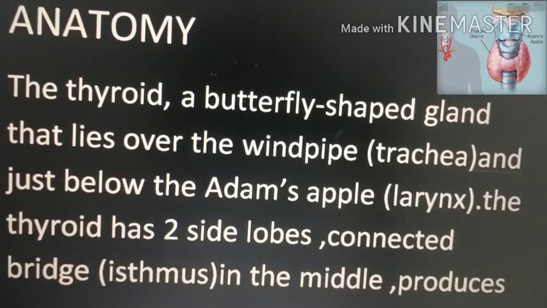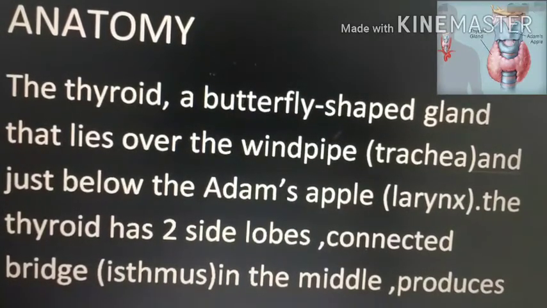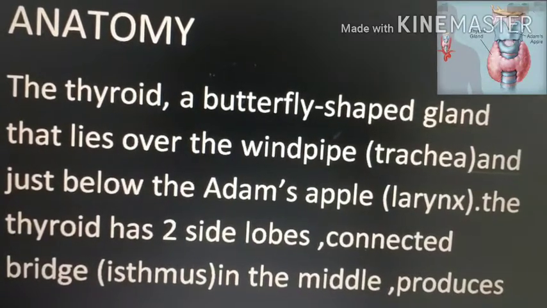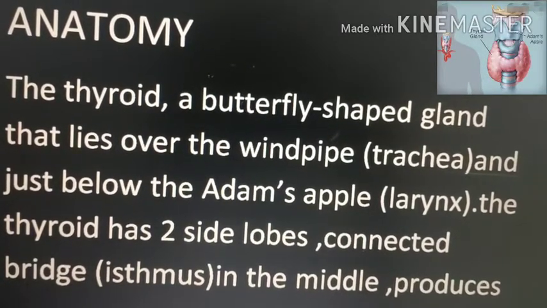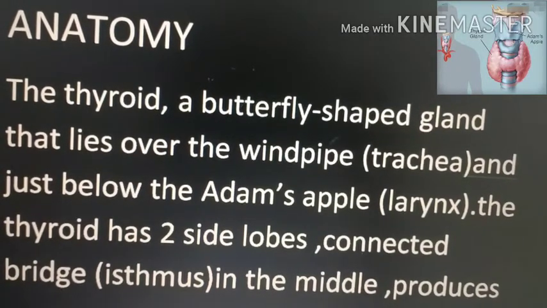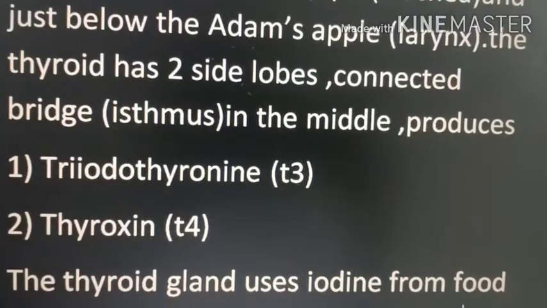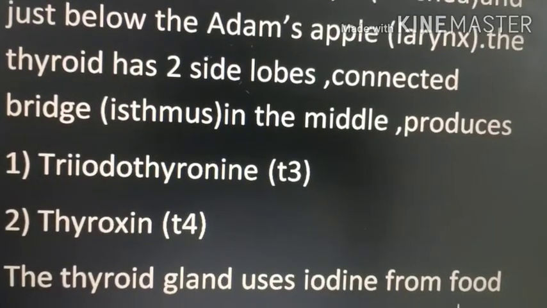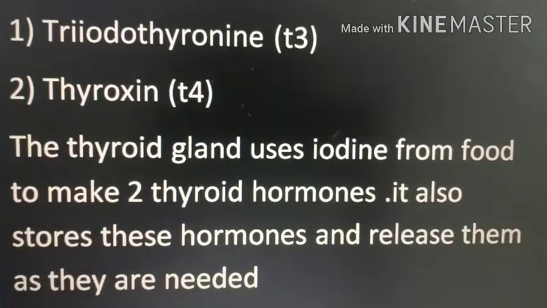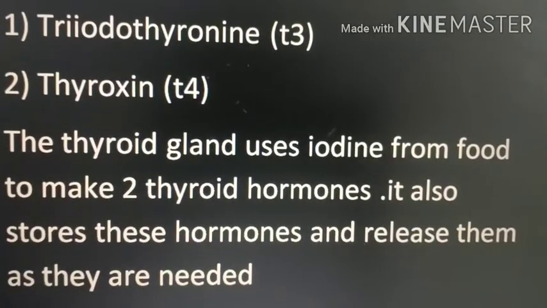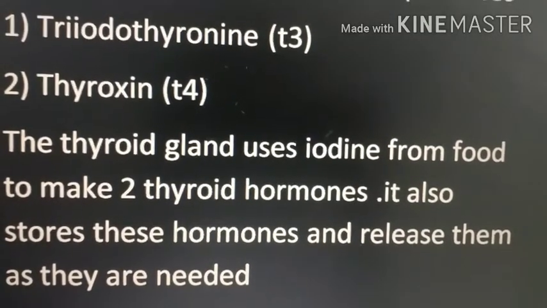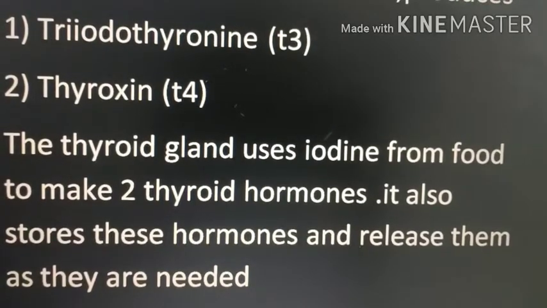So this thyroid gland is the butterfly shaped gland that lies over the windpipe, that is trachea, and just below the Adam's apple, that is larynx. The thyroid gland has two lobes which are connected by a bridge called isthmus in the middle. The thyroid gland produces triiodothyronine, that is T3, and thyroxine, that is T4. The thyroid gland uses iodine from the food to make these two hormones. It also stores these hormones and releases them as they are needed.